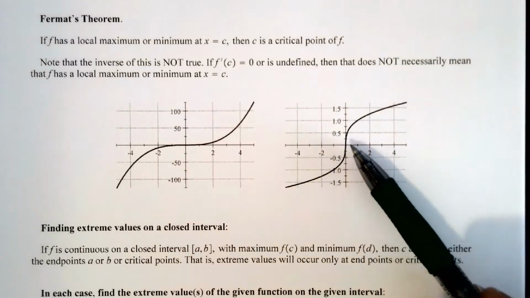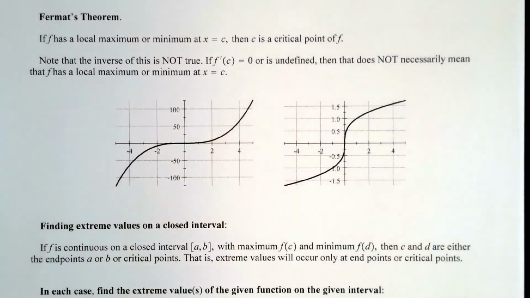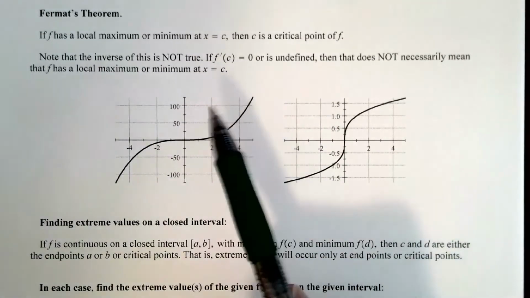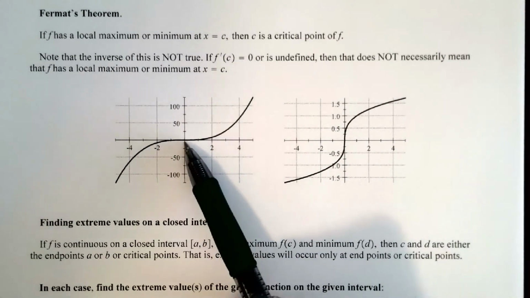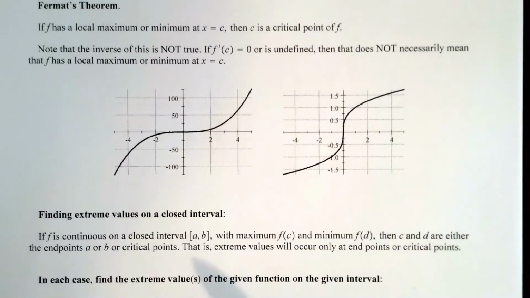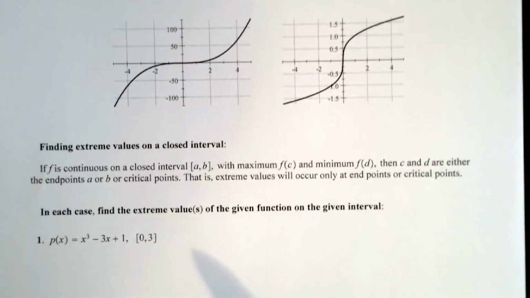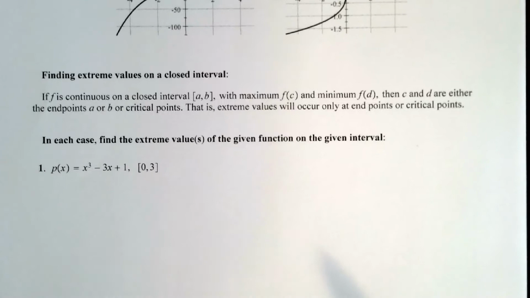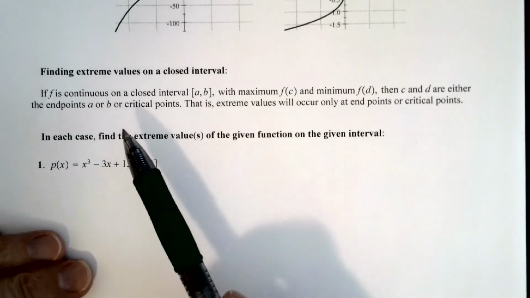Okay. So Fermat's theorem, though, is very useful for us, and it will help us in listing the possible locations for local max or mins. But again, it's no guarantee that we have a local max or min. We could have a point like this or a point like this, when the derivative is 0 or undefined. Now, we talked about the extreme value theorem, which said if a function is continuous on a closed interval, then it has a max and min. This now is how we find those max and mins.